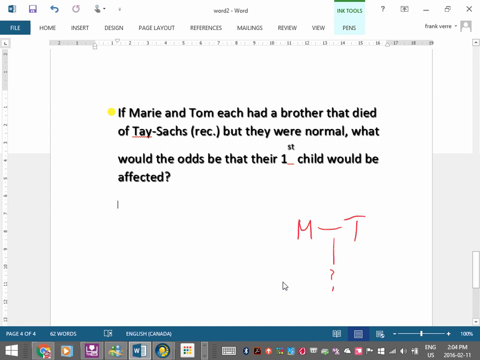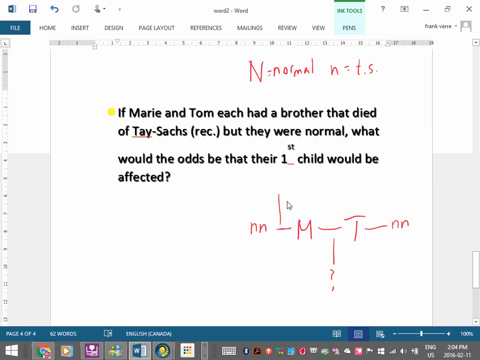Now, Marie, so this is N for Marie. Marie had a brother that died of Tay-Sachs. So let's say N is for normal. You can use whatever letter you want. And little n is for Tay-Sachs. Okay? So we know that Marie had a little brother that passed away from Tay-Sachs. Tom also had a little brother that passed away from Tay-Sachs.